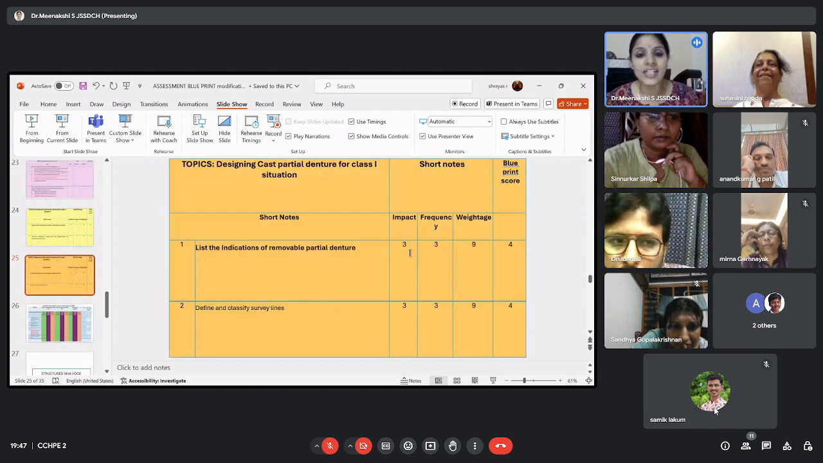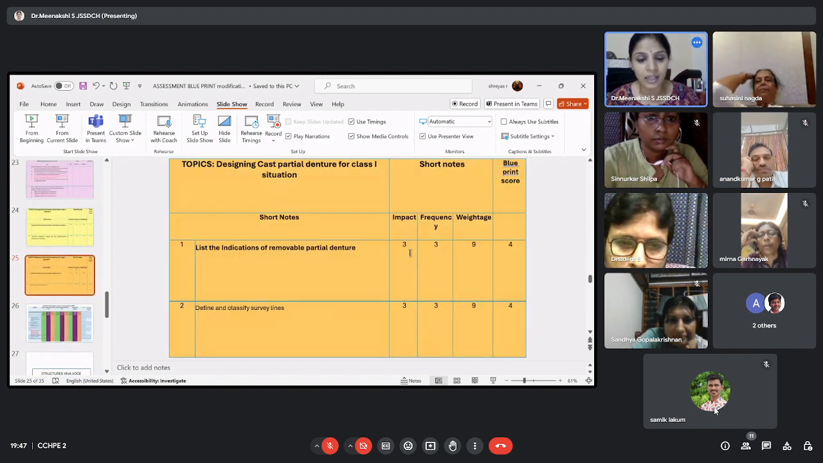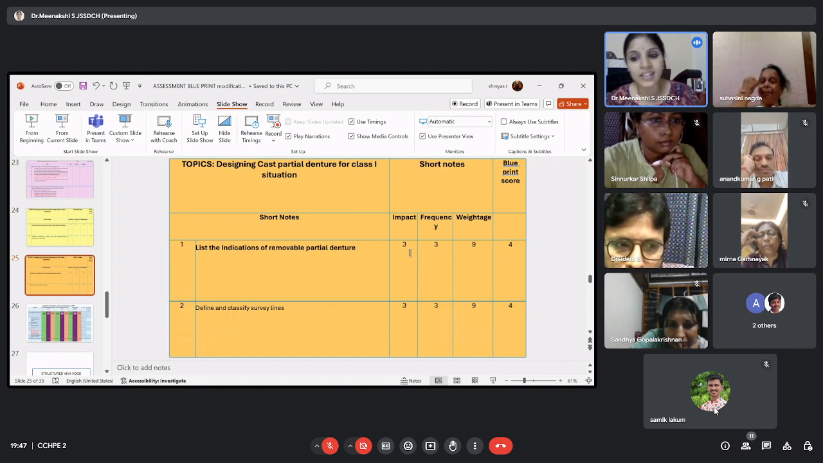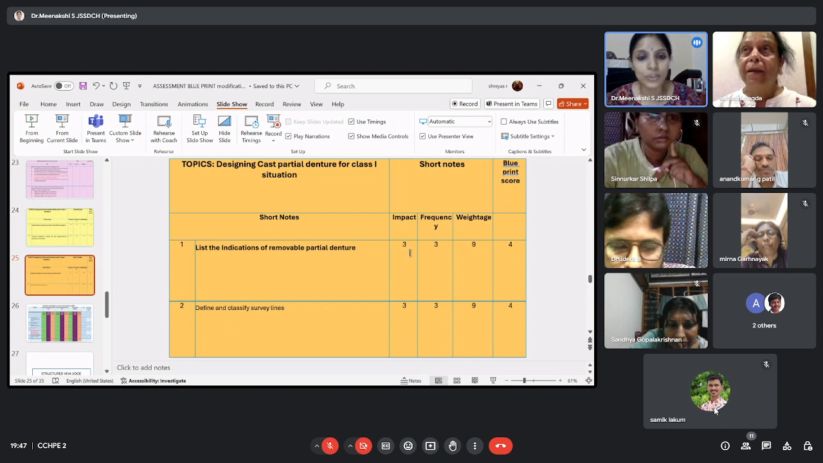Again, for short notes, list the indications of removable partial denture, where impact and frequency, they should be knowing for a final year student. Define and classify survey lines. These are 2 marks questions, and hence this also they should be knowing, and hence the blueprint score is also high and it is required for them to know.